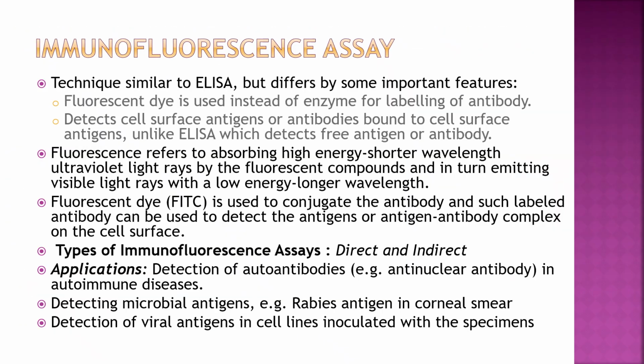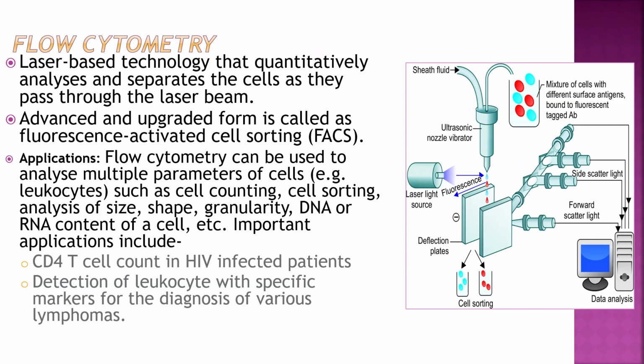Immunofluorescence assay is similar to ELISA. The difference is that a fluorescent dye is used for labeling of the antibody, and it detects cell surface antigen or antibodies bound to cell surface antigen. The fluorescent compounds absorb high energy, short wavelength ultraviolet light rays and in turn emit visible light rays of low energy, longer wavelength. The types are direct and indirect. Application: detection of autoantibodies, rabies antigen, and viral antigens on cell lines.